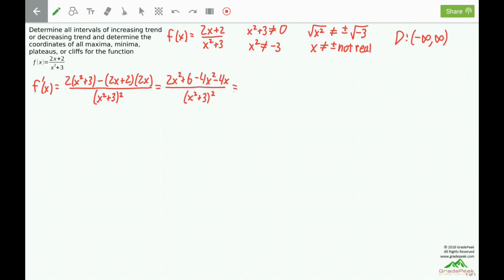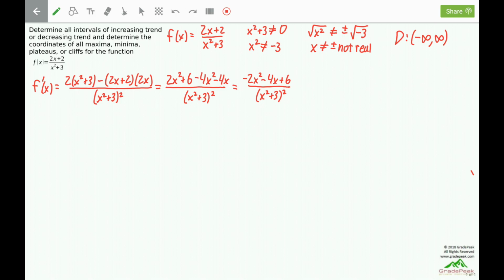In the numerator, we can combine like terms. There's a 2x squared and a negative 4x squared. That will be a negative 2x squared. We can write this in descending order by putting the negative 4x next and then the positive 6, over that same denominator.